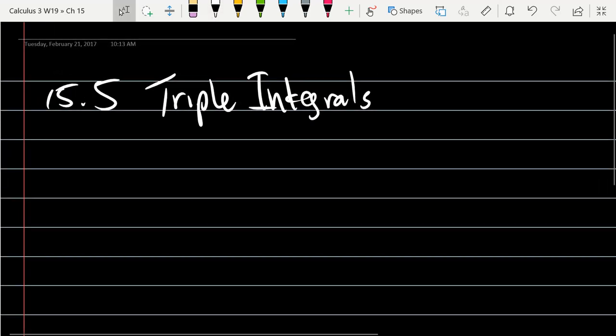So in triple integrals, we're describing regions that are in three dimensions. The difference in terms of the wording is that we're describing three-dimensional regions, and instead of writing regions bounded by, we're going to write regions enclosed by. So we're just changing that middle word.